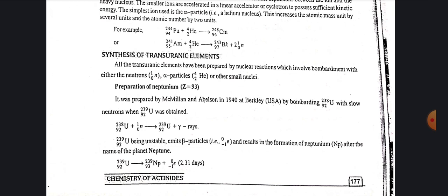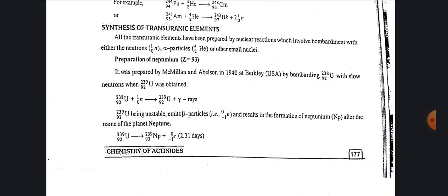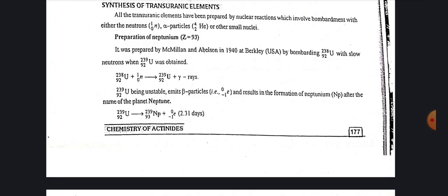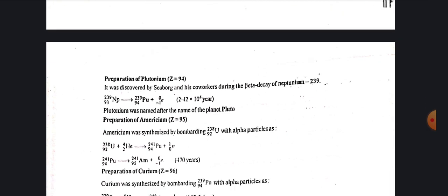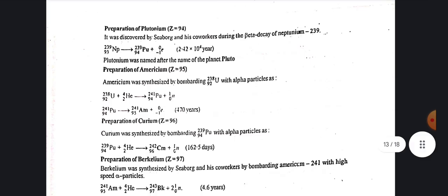Synthesis of transuranic elements. All the transuranic elements have been prepared by nuclear reactions which involve bombardment with either neutrons, alpha particles, or other small nuclei. Preparation of neptunium: it was prepared by McMillan and Abelson in 1940 at Berkeley by bombarding uranium-238 with slow neutrons, when uranium-239 was obtained. Preparation of plutonium: it was discovered by Seaborg and his co-workers during the beta decay of neptunium. Plutonium was named after the planet Pluto.